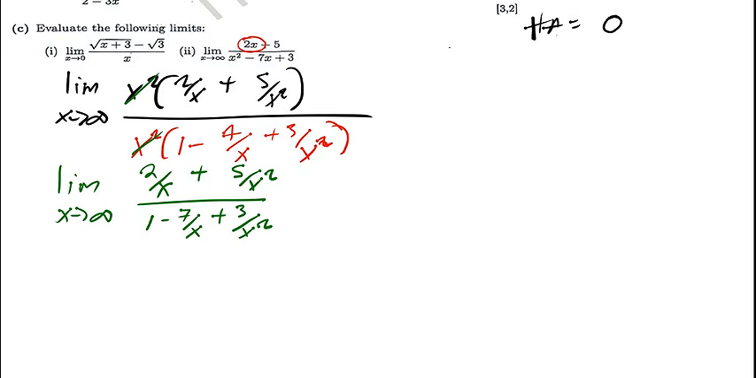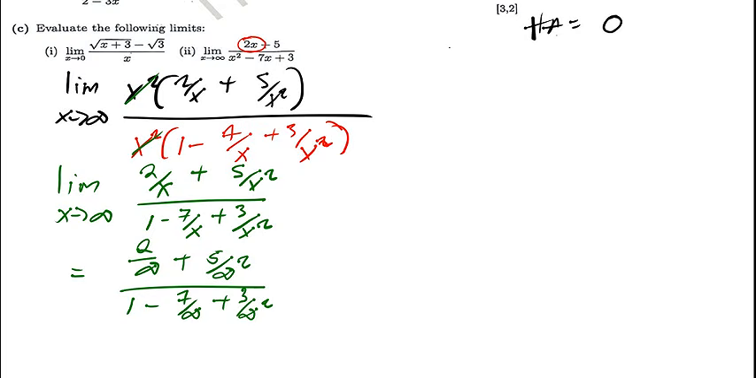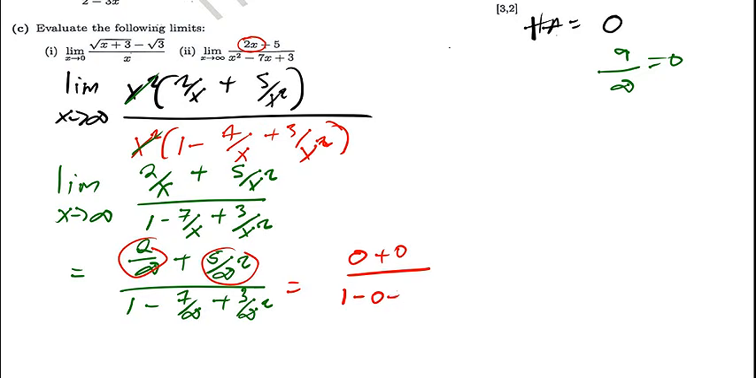So now at this point I can plug in the values. I'll say equal to 2 divided by infinity plus 5 divided by infinity squared, over 1 minus 7 divided by infinity plus 3 divided by infinity squared. Any number divided by infinity is 0. So as long as infinity appears in the denominator, it is 0. So this is 0 plus 0, and the bottom is 1 minus 0 plus 0. So it's 0 divided by 1, which is 0. Like I said, the horizontal asymptote is 0, so the answer should be 0.